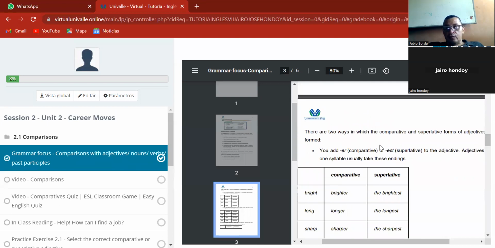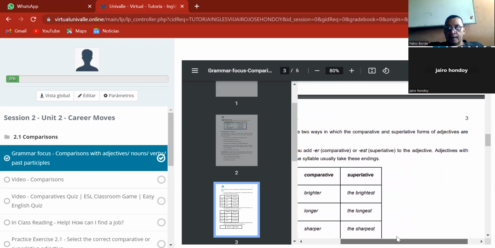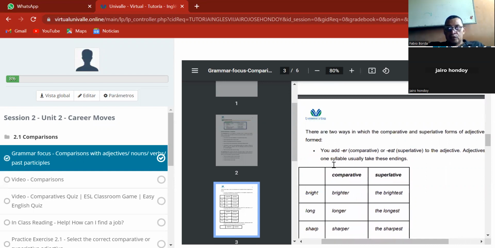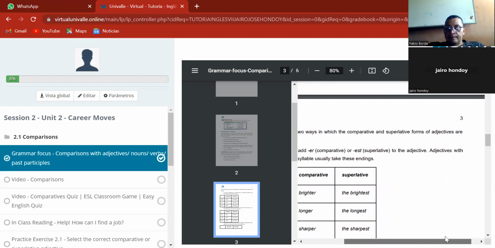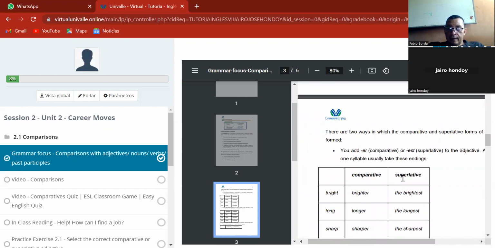There are two ways in which the comparative and superlative forms of adjectives are formed. You add er for the comparative or est for the superlative to the adjective. Adjectives with one syllable usually take this ending. Example: bright is the base form, brighter is the comparative, but the brightest is the superlative.